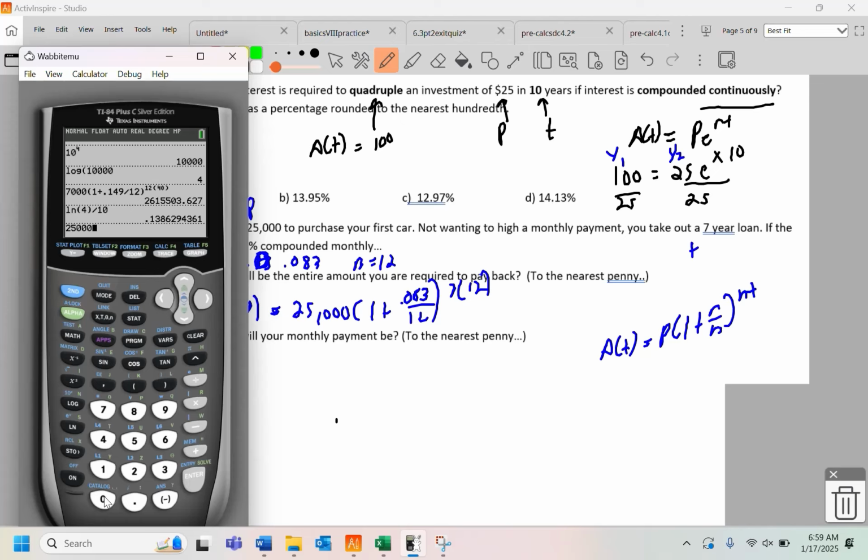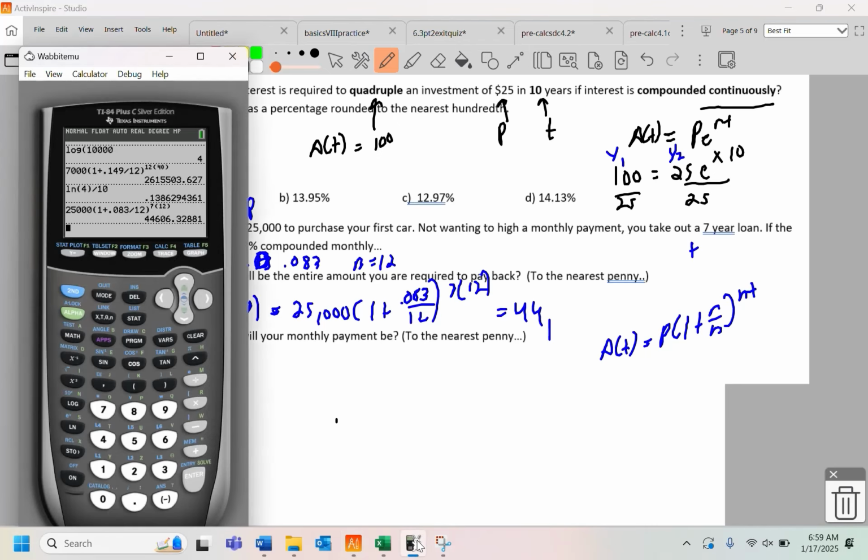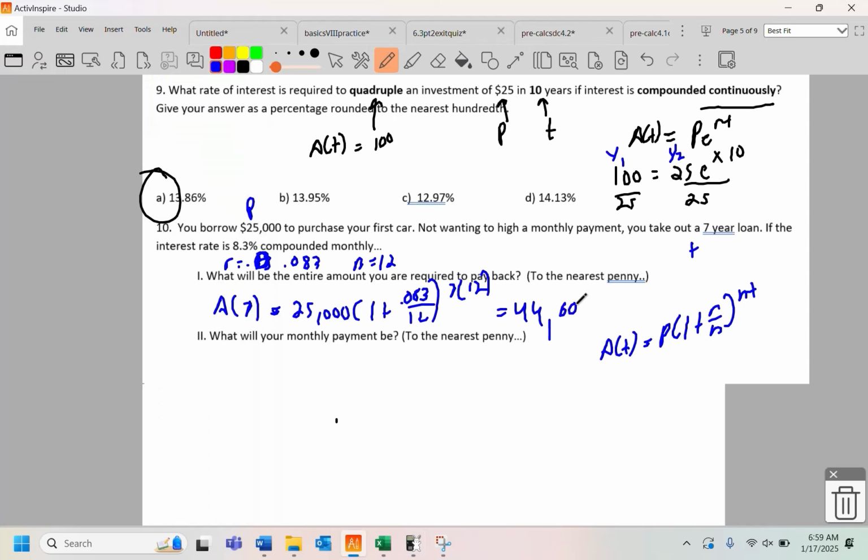25, 1, 2, 3. 1 plus 0.083 over 12. If you don't know, 7 times 12 is 84. Again, the TI-84 does not judge you. $44,606.33.